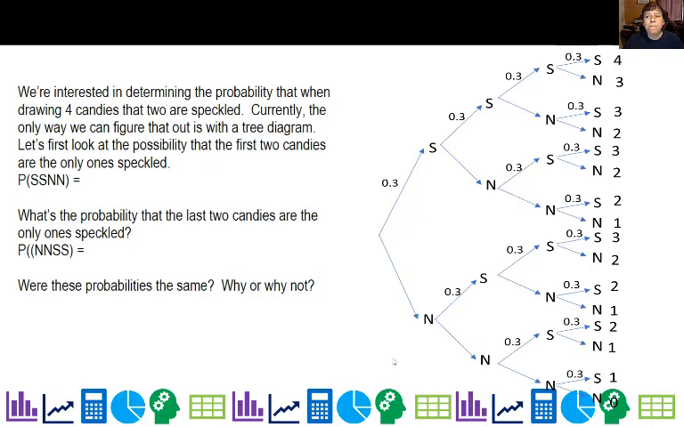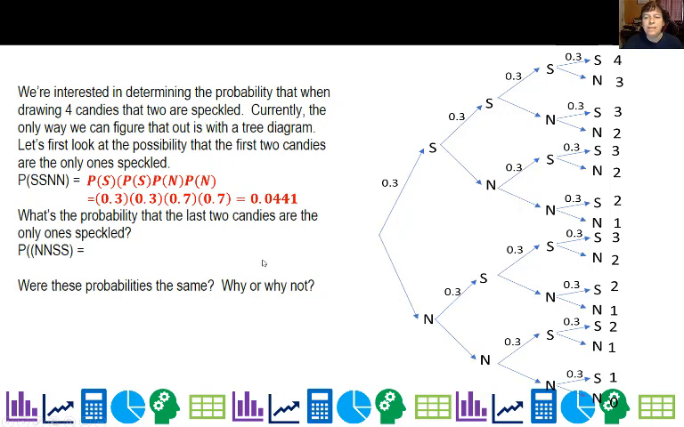Let's first look at the probability that the first 2 candies are the only ones speckled. So what I would want to do is I'd have 0.3, the probability of speckled, times probability of speckled, times probability of not speckled, times the probability of not speckled. And when I put that all in, I get 0.0441. By the way, I went ahead and put in all the speckled probabilities. Remember that on the bottom here, any of these that pair up, or if you have more branches, they all have to add up to 1. So this is automatically 0.7.